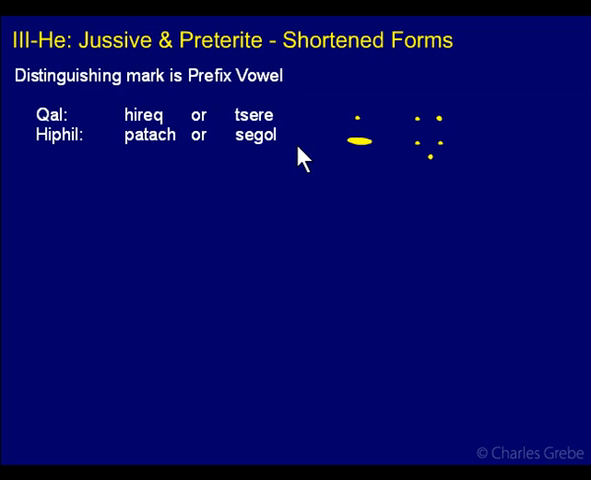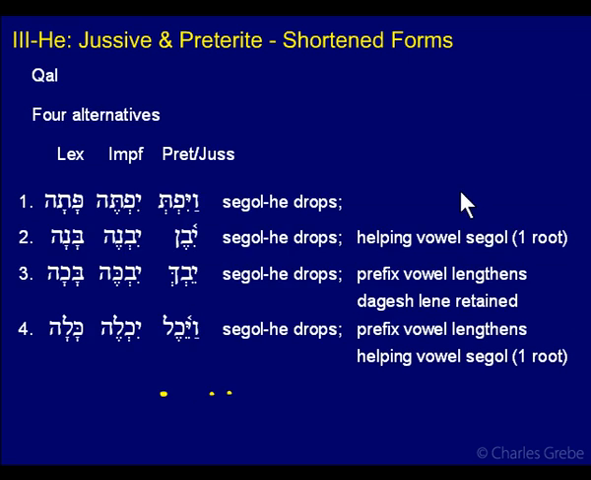I've just combined them together, and I think what really matters is that you look at the prefix vowel. These are what you would expect: hiriq for kal, patach for hiphil. If you recognize that the hiriq can lengthen to a tsere, and that in the hiphil you can have harmonization with the segol helping vowel to get a segol prefix vowel, then you can keep them apart, and that saves you a lot of detail.